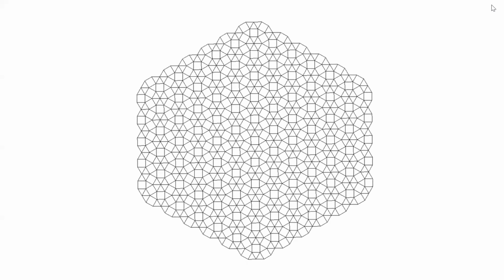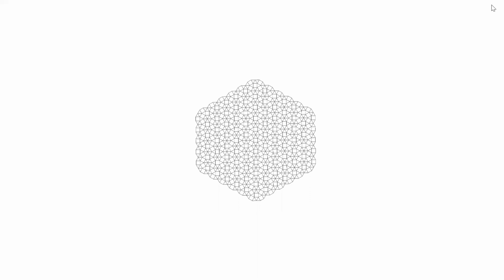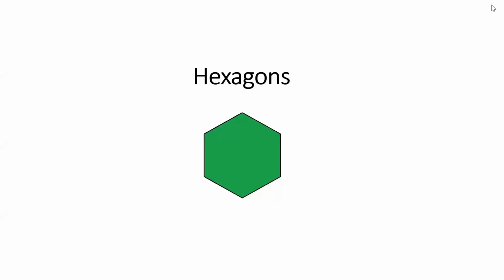If I proceed even further, one could eventually end up with a shape like this, which is now a little bit more intricate. It's got some curves, but still we see a hexagon has emerged. So let's move to the topic of six-sided shapes or hexagons.